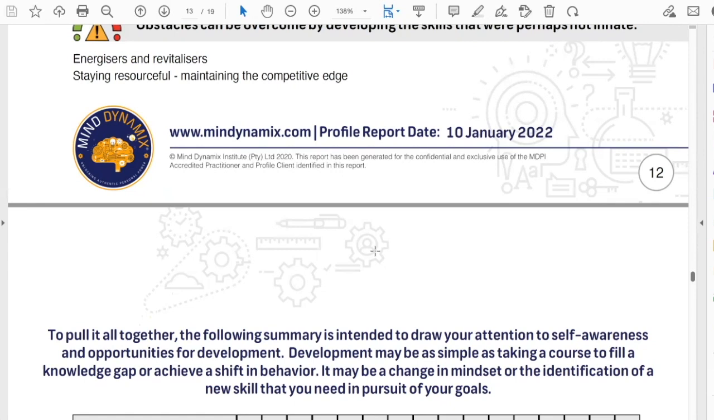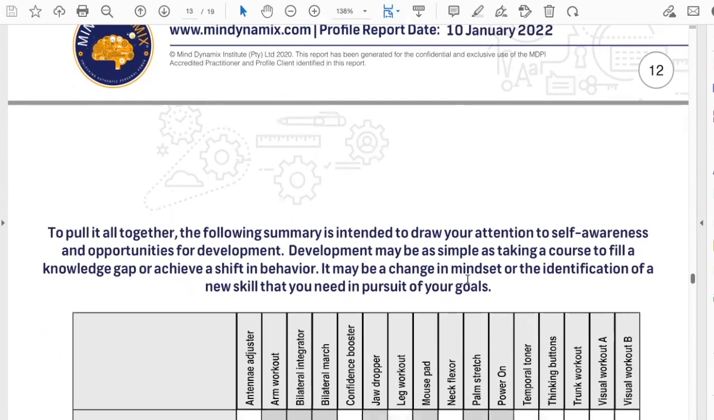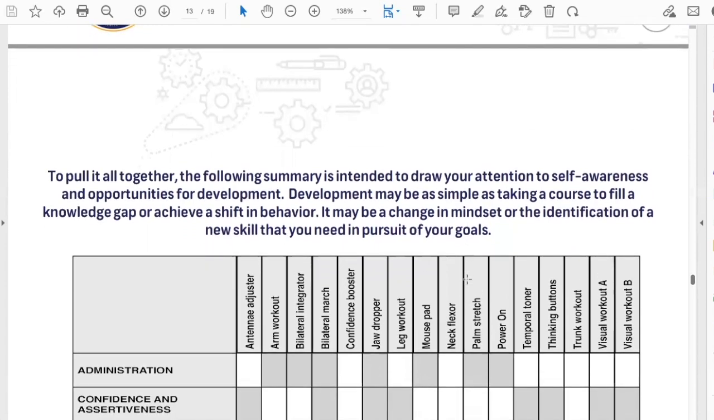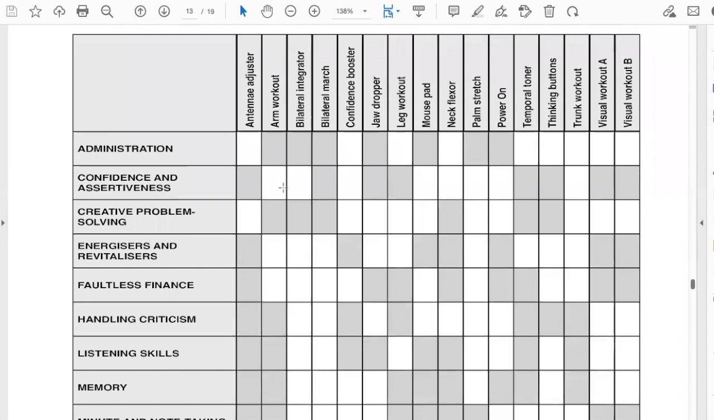Mind Dynamics uniquely has access to something called mind moves, exercises for the brain. And Mind Dynamics makes use of 16 of these mind moves. We've given them user-friendly names, most of which, things like antenna adjuster or bilateral march or a neck flexor, are pretty self-explanatory. All of them, however, have been interpreted into a practical day-to-day application.